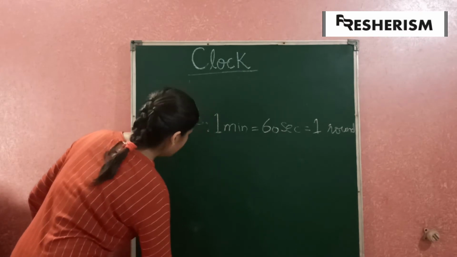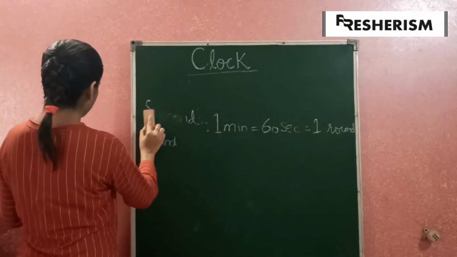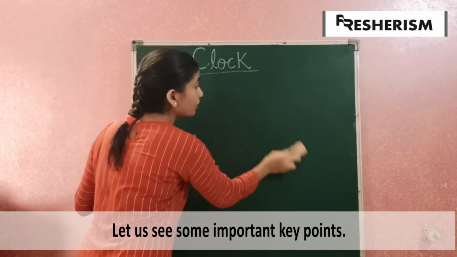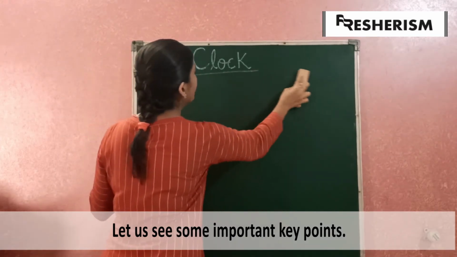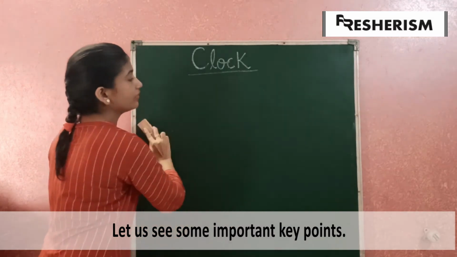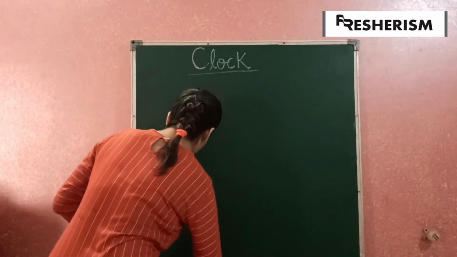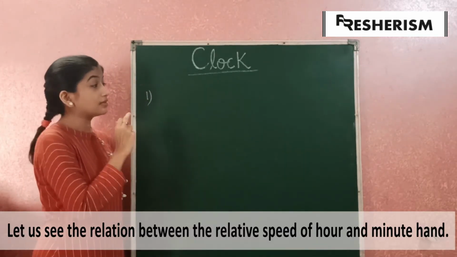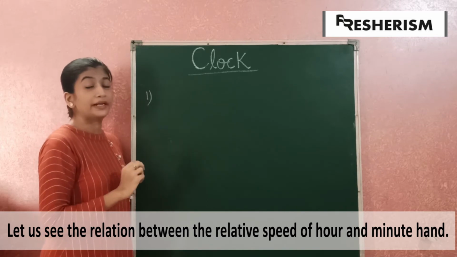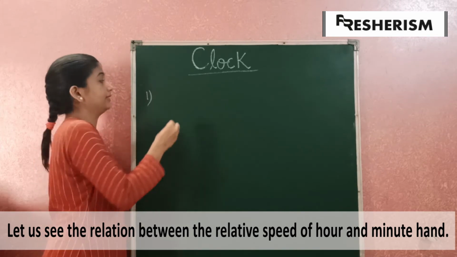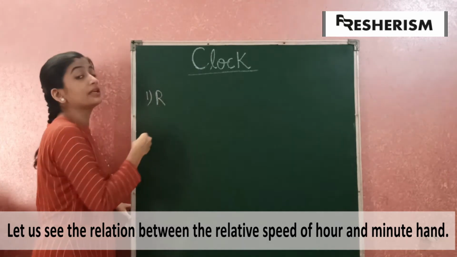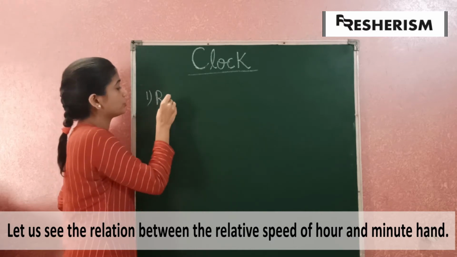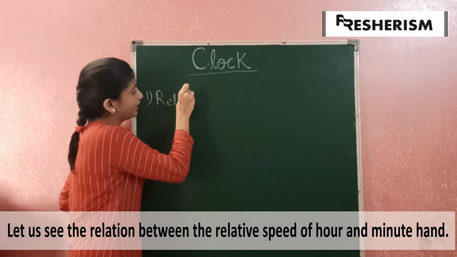Now we have to see some important key points which we should remember while solving questions based on clocks. The first key point is the relative speed. This is the most important thing. Relative speed between the hour hand and the minute hand. In many aptitude questions, relative speed is used. So, how will we find the relative speed? I'll show you.